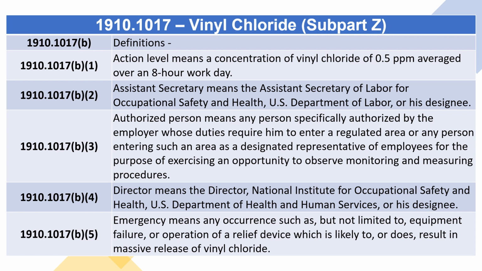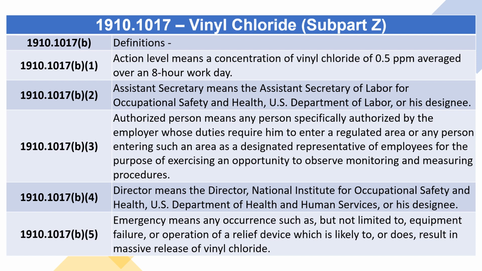1910.1017, B3. Authorized person means any person specifically authorized by the employer whose duties require him to enter a regulated area or any person entering such an area as a designated representative of employees for the purpose of exercising an opportunity to observe monitoring and measuring procedures. 1910.1017, B4. Director means the Director, National Institute for Occupational Safety and Health, U.S. Department of Health and Human Services, or his designee.